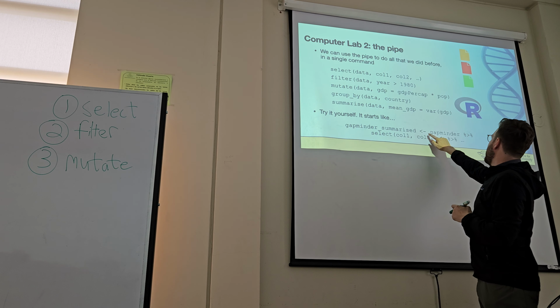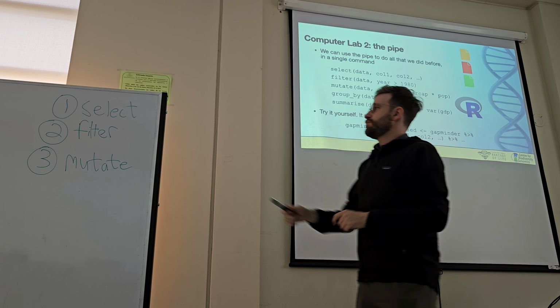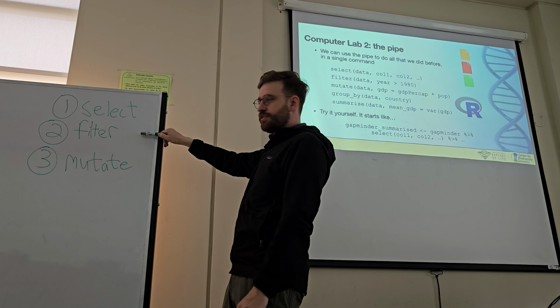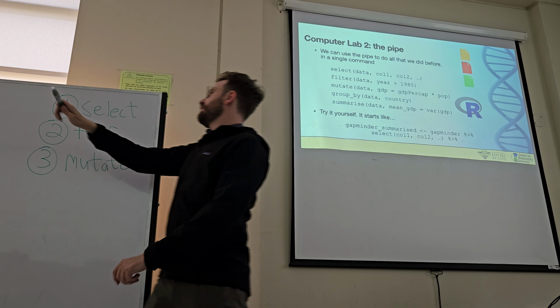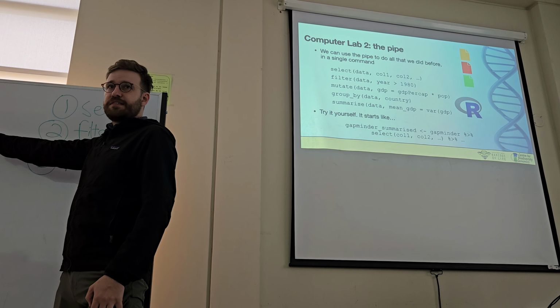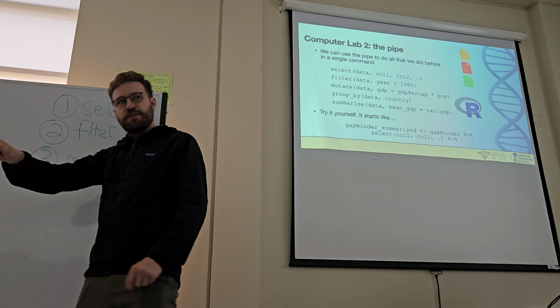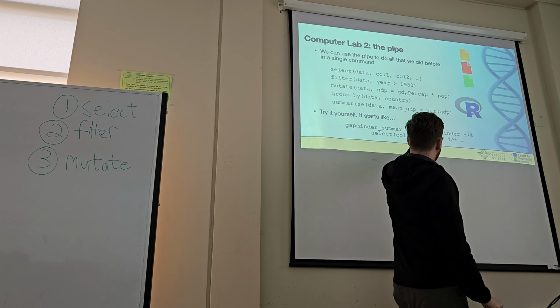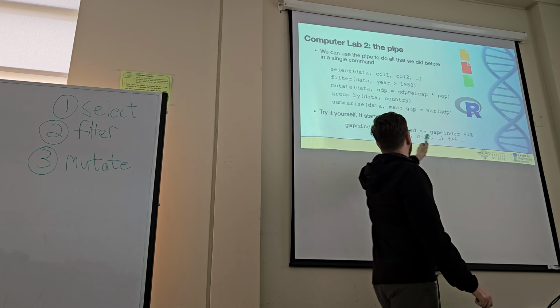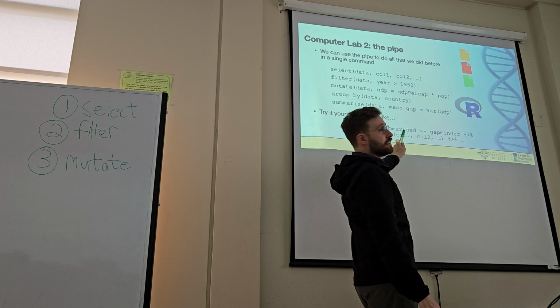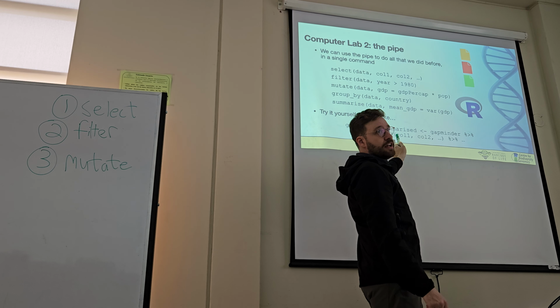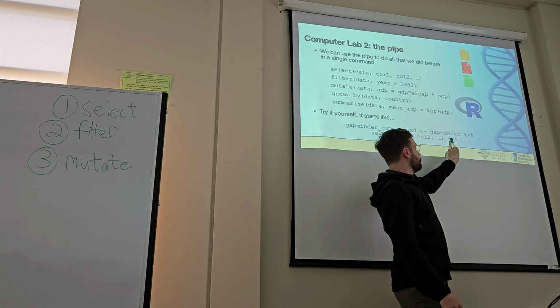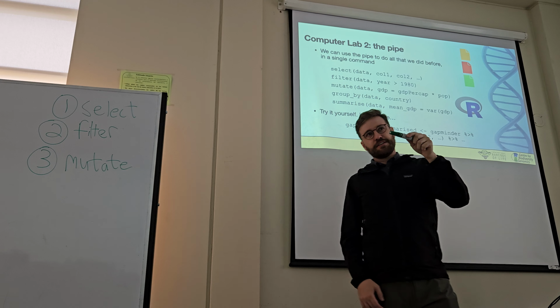assignment operator, gapminder, then you pipe it to select, then to filter, then to mutate, then to group by, then to summarize. Okay, so we'll do one step for everything. It starts like this. Gapminder summarized, gapminder, pipe. Then you start select. You'll delete the data that was there before and keep the rest. Okay? Then you'll pipe that to the next thing.